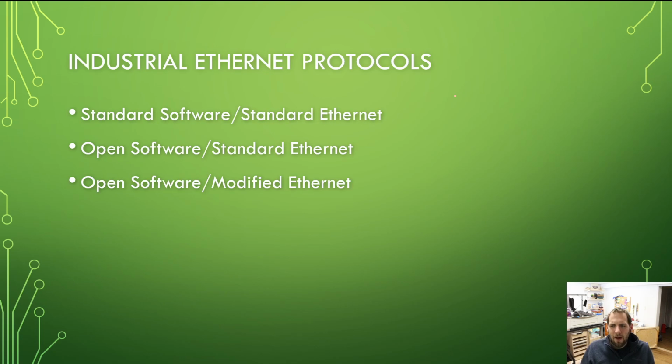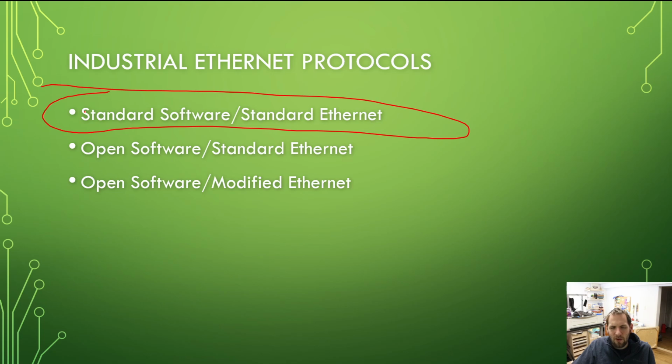So anyway, industrial Ethernet protocols, and this kind of walks us through some of this. So we have the standard software standard Ethernet. This uses the standard Ethernet with the TCP/IP protocol, with some mechanisms built into the top application layer to enable real-time communication. And this is kind of what EtherNet/IP is based on. I've got a little bit more about EtherNet/IP in the next slide, so we'll come back to that one. Overall, this is probably as close to standard Ethernet as you are going to get.